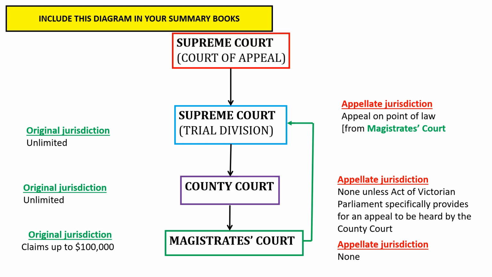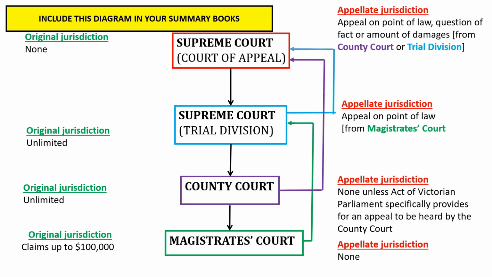As I've said before, the Court of Appeal has no original jurisdiction because its role is simply to hear appeals. Therefore, it only has appellate jurisdiction. The Court of Appeal hears appeals in civil disputes from both the county court and the trial division.